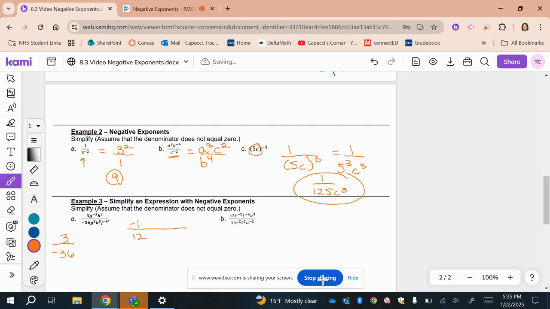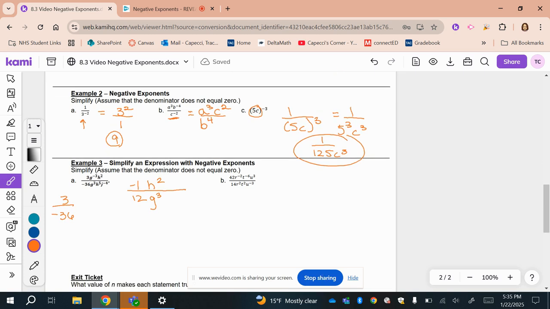My g to the negative 3rd on the top moves to the other side of the dividing line, becomes positive. My h to the 2nd stays where it is. Again, I have g to the 3rd on the bottom also. That stays. H to the 5th also stays. That's positive. And j to the negative 4th moves and becomes positive.